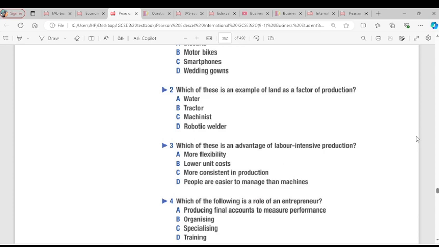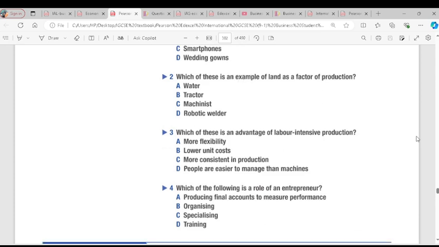Question 3. Which of these is an advantage of labor-intensive production? A. More flexibility. B. Lower unit costs. C. More consistency in production. D. People are easier to manage than machines. A. More flexibility, yes. Great.